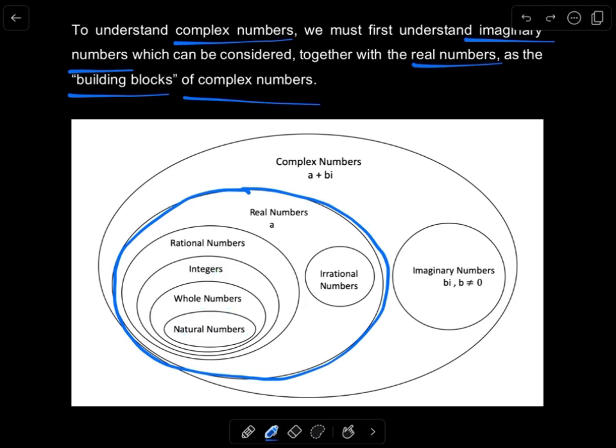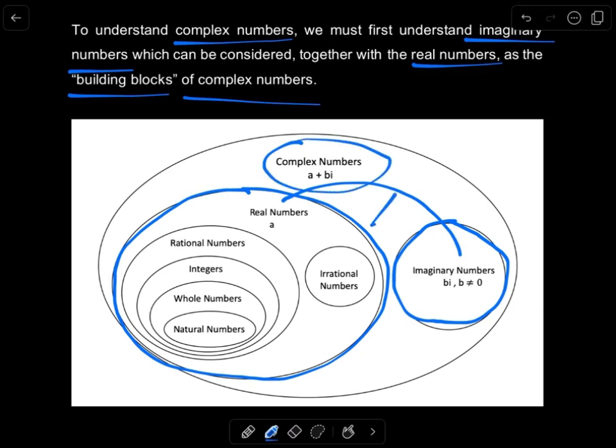Now what I'm going to do is introduce you to imaginary numbers, so we're going to consider what they are. Then real numbers and imaginary numbers, when we consider them together, give us complex numbers. That's why the real numbers and the imaginary numbers are basically the building blocks of complex numbers.